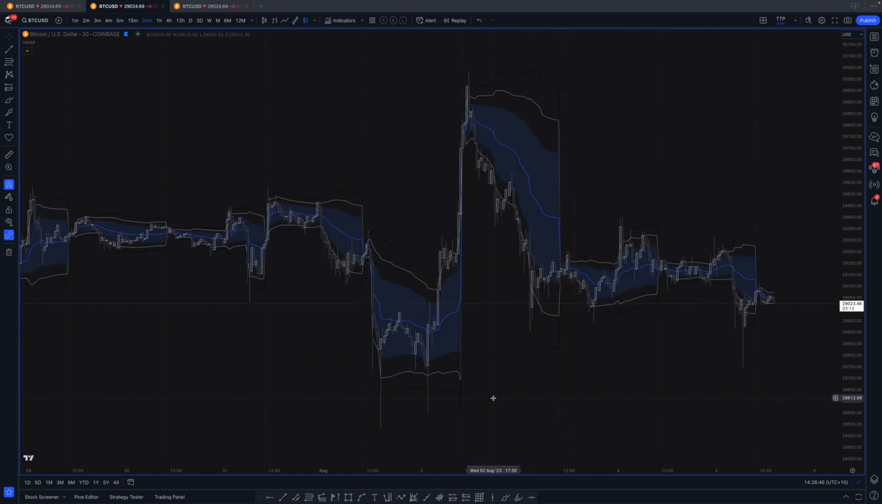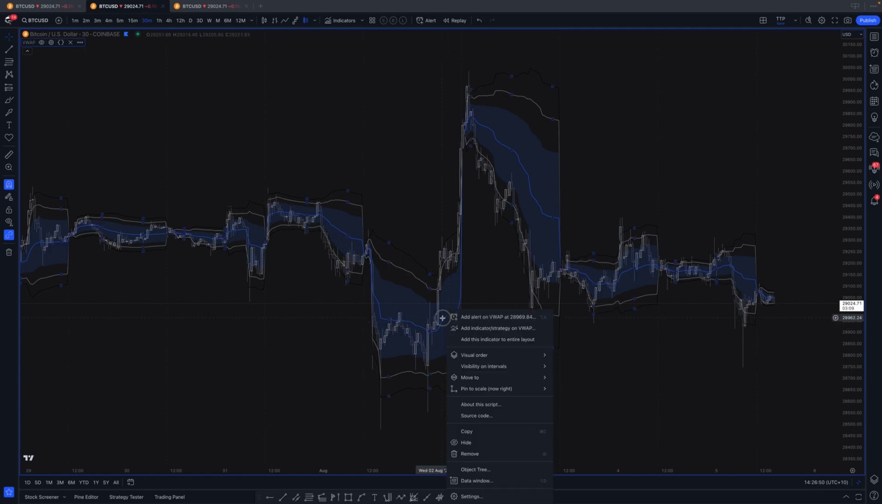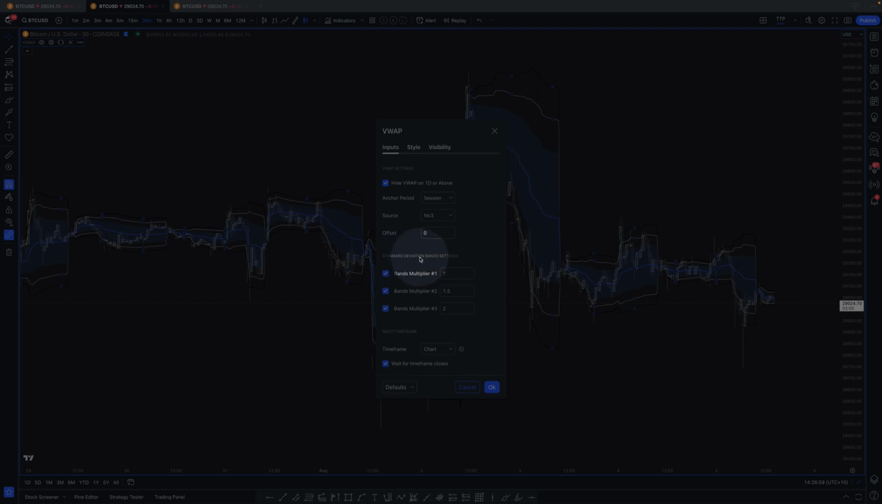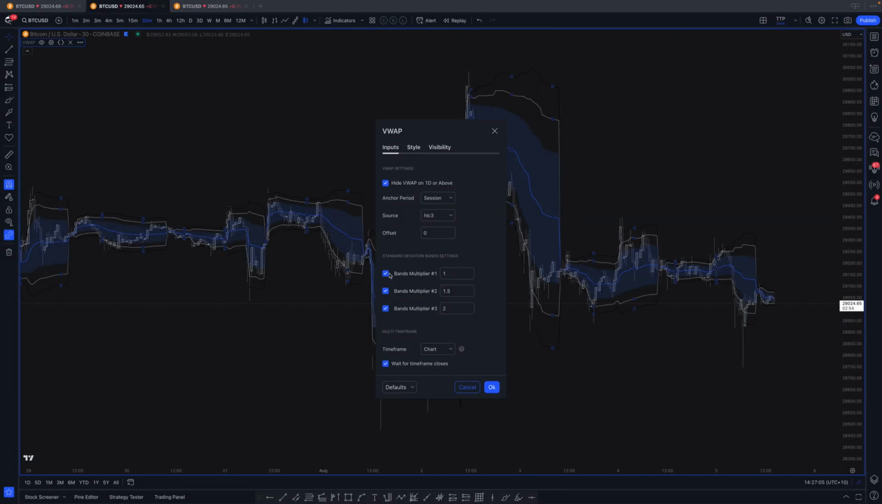Now when it loads, there's a little bit going on here. So what you can do is you can right click and go to settings, or you can also just double click. And inside here, we'll turn the band multipliers off. Now you'll hear me reference these as deviations, these standard band settings. So deviations, multiplier, you can use them interchangeably. So we'll turn them off, like so.